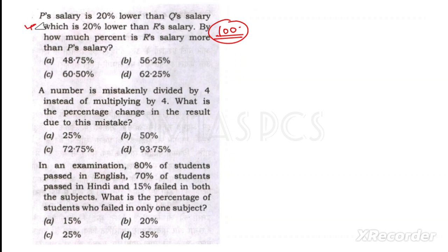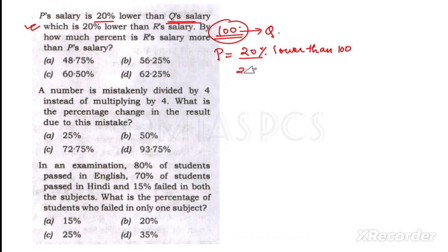For this question, P's salary is 20% lower than Q's salary. You have to understand which salary we have to consider so it will be easier. Here P's salary is 20% lower than Q's salary, so can we consider this 100 as Q's salary? So what is the salary of P? P will be 20% less. So 20% less means 20% of 100 we have to subtract.